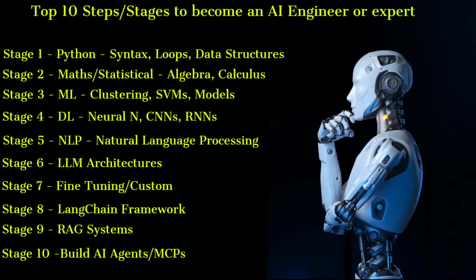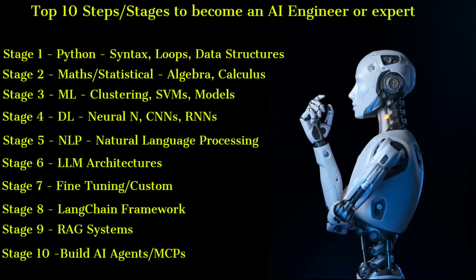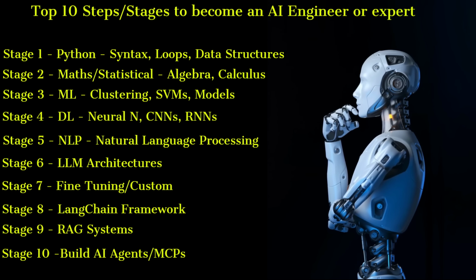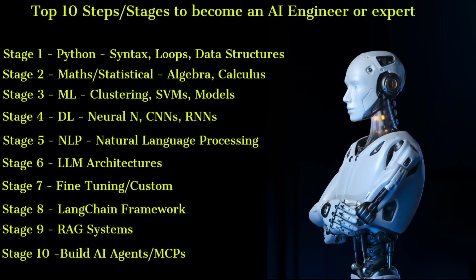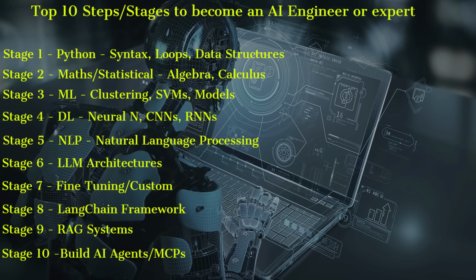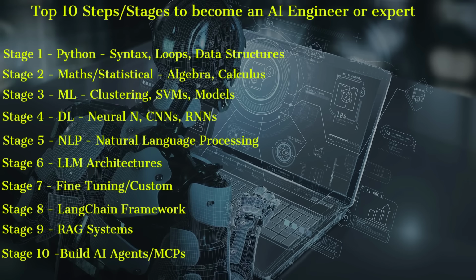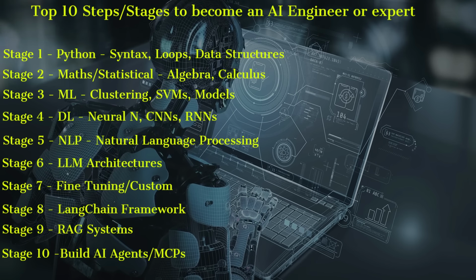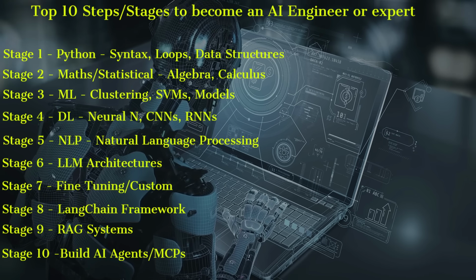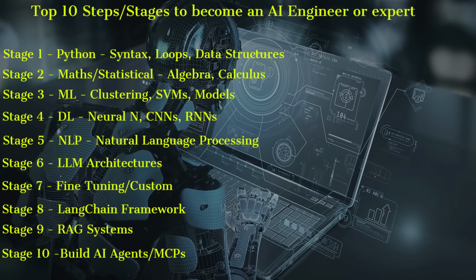And the 9th one is LangGraph and RAG systems, which covers graph-based reasoning, multi-node orchestration, and retrieval workflows. By the time of stage 9, you will become an AI expert and you can start building AI agents, which is our stage 10. Stage 10 talks about building AI agents and MCPs. Here you can build autonomous AI agents and MCP-based automations.